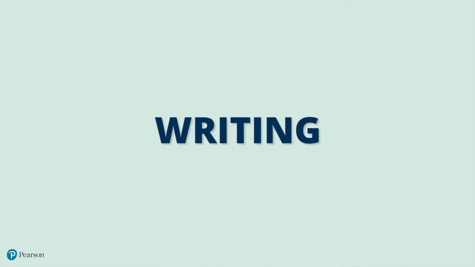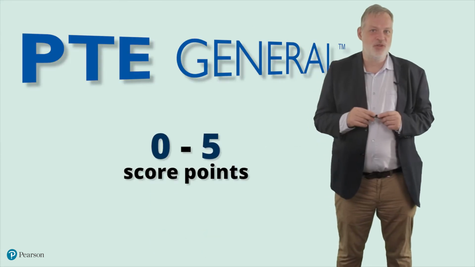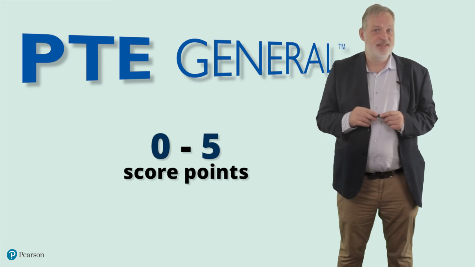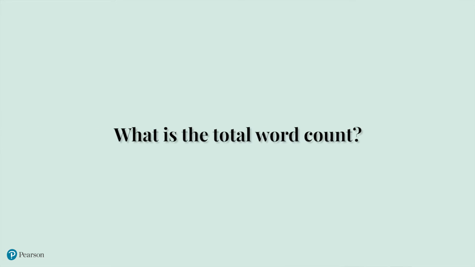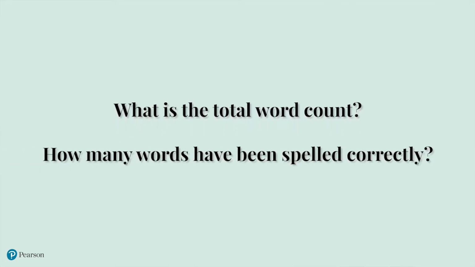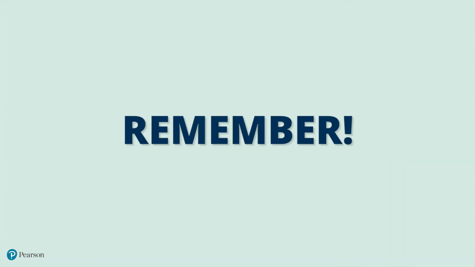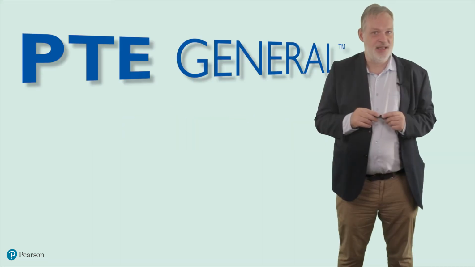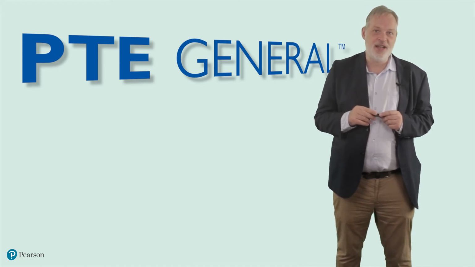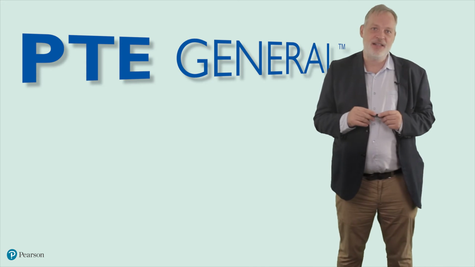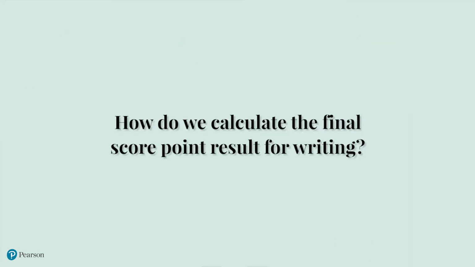Let's look at the writing. Here also a score point from 0 to 5 is awarded. And the system is very similar. You simply need to know 2 things. Again, what the total word count was, and also how many words have been spelled correctly. Remember, the words here must match the key, and the spelling must be 100% correct, although variations of English spelling are accepted. How do we calculate the final score point result for writing then?